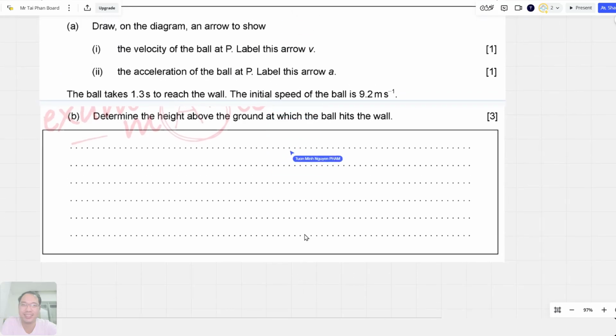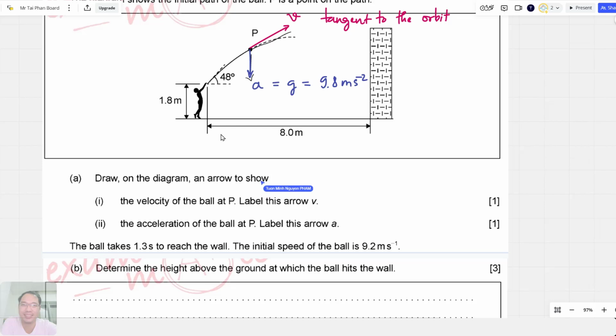The ball takes 1.3 seconds to reach the wall. The initial speed is 9.2 meters per second. Determine the height above the ground at which the ball hits the wall. Given the distance from the position where the ball leaves the hand of the person to the wall is 8 meters, that is the horizontal distance. Calculate the height.